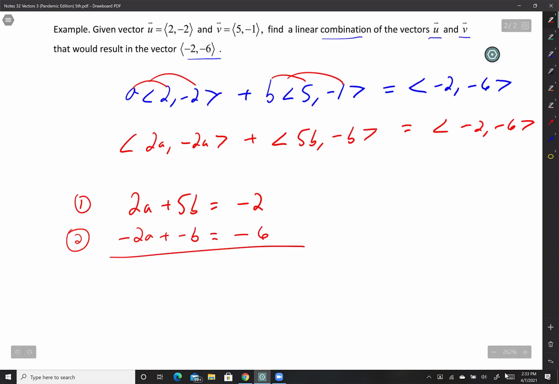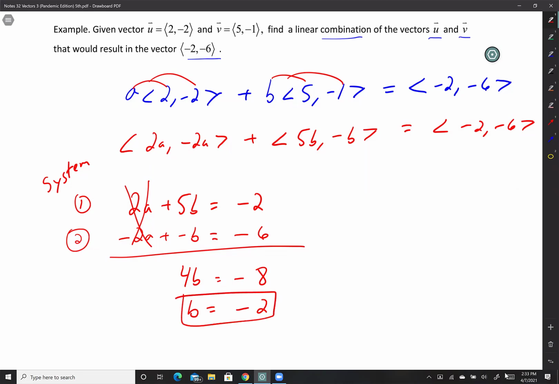Again, this is my system. If I add them, the a's cancel out. 5b plus a negative b, that's 4b. Negative 2 plus a negative 6, that's a negative 8. Divide both sides by 4, you're going to get b equals negative 2.